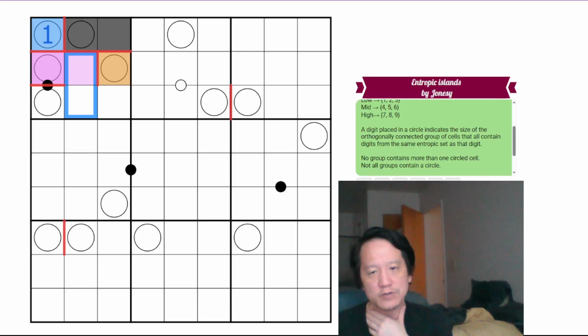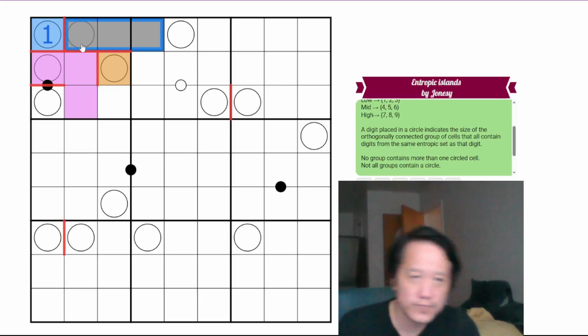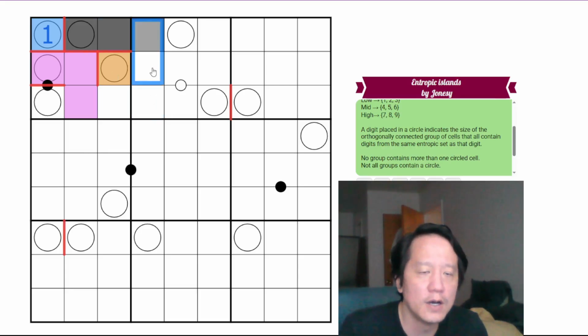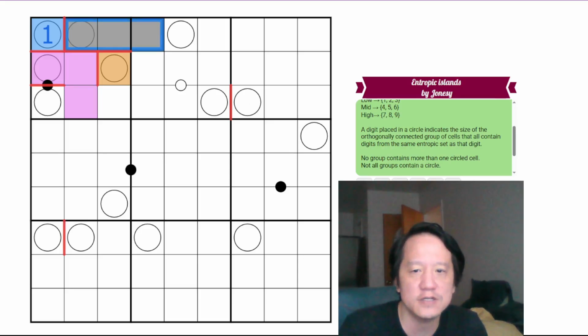This has to continue on. Same with this. If this were 2 here, then these would also all be low, which would be part of this 1 entropic set here. So this has to be all dark. These have to be greater than 3. So this is not part of this circle here, and it can't be part of this circle here. So this must be greater than 3. So this is a set.